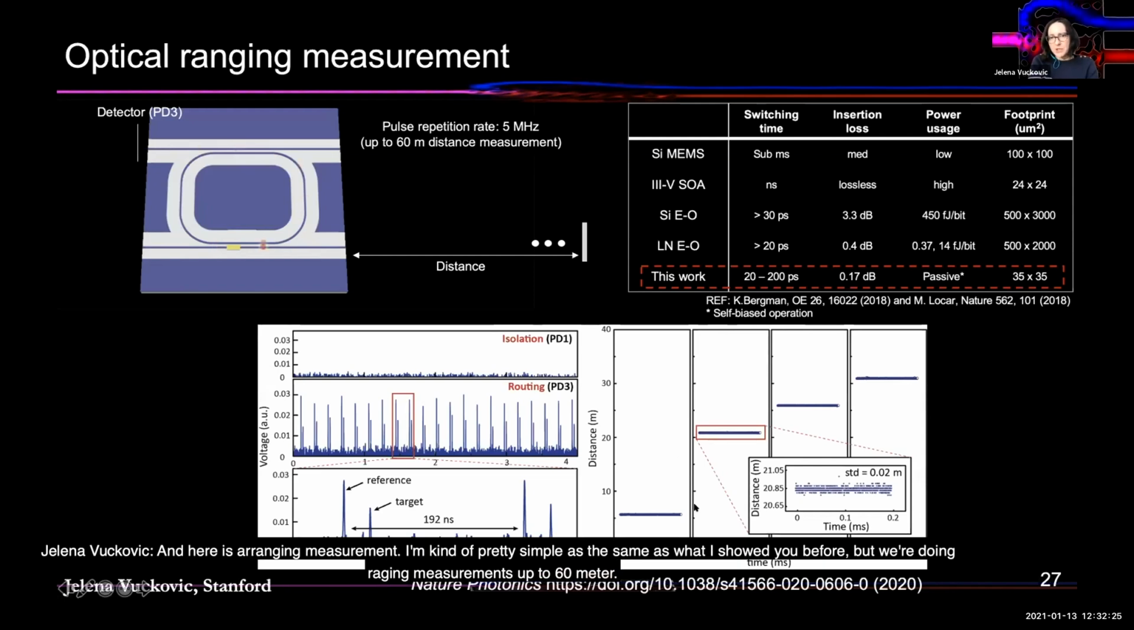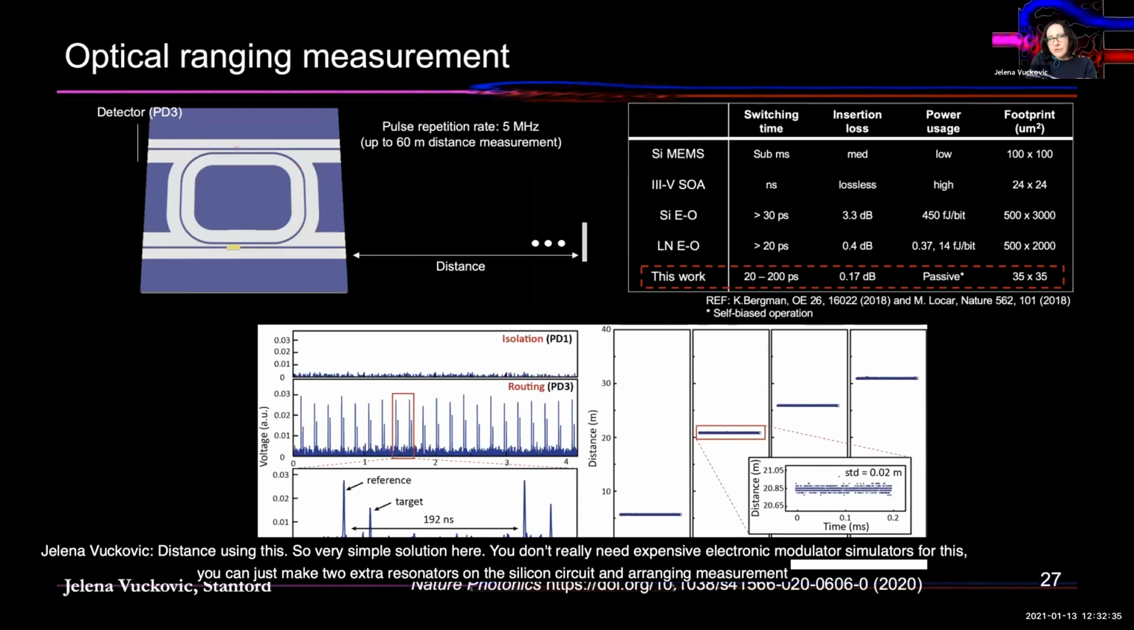And here is the ranging measurement. It's pretty simple. It's the same as what I showed you before, but we're doing ranging measurements up to a 60-meter distance using this. So a very simple solution here. You don't really need expensive electro-optic modulators or circulators for this. You can just make 2 extra resonators on the silicon circuit and do a ranging measurement.